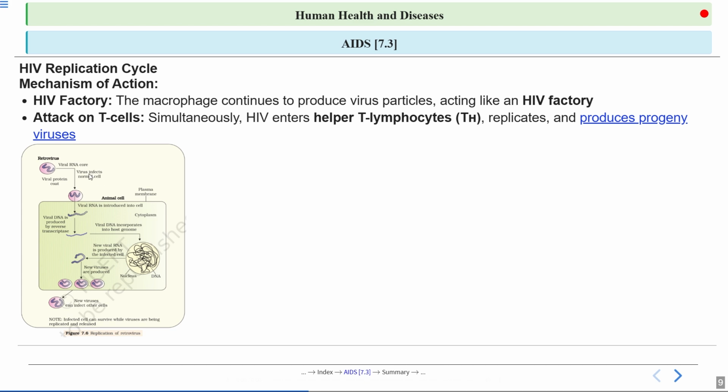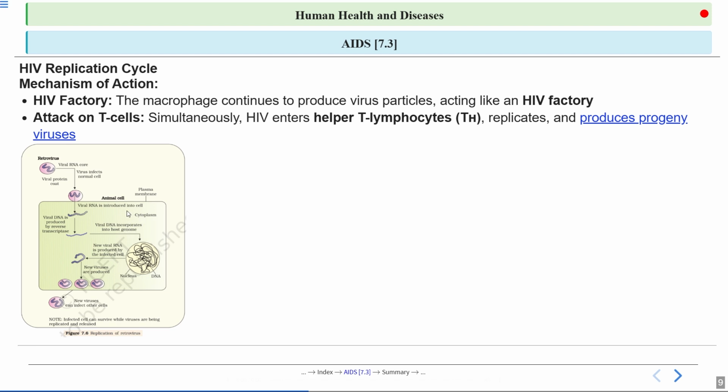So here you can see in this image, this is a retrovirus, which is HIV. It has RNA as a genetic material. Any retrovirus will follow this mechanism, such as HIV. So here you can see it is integrating its genetic material into the host cell. Here the host cell is a macrophage. Then by the process of reverse transcription, RNA is converted into DNA. This DNA gets integrated into the host genome.